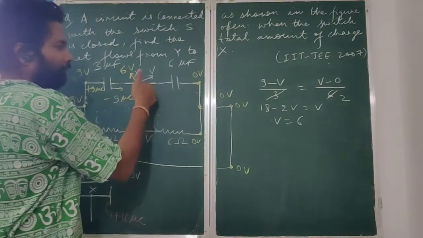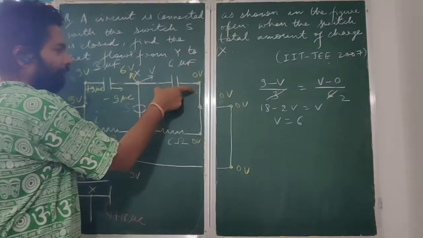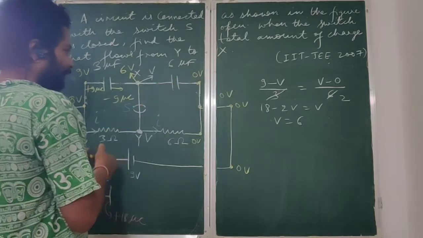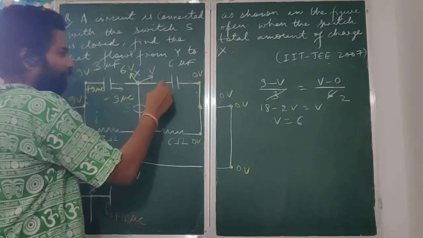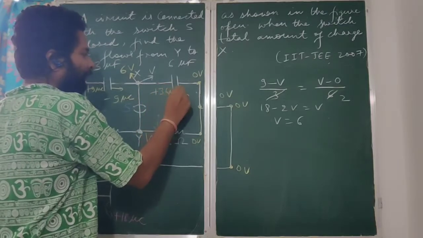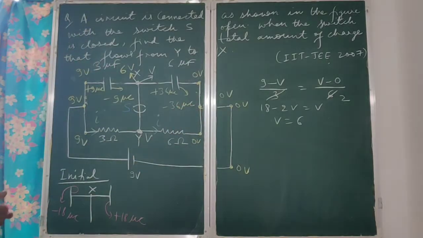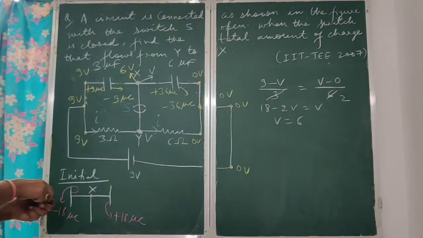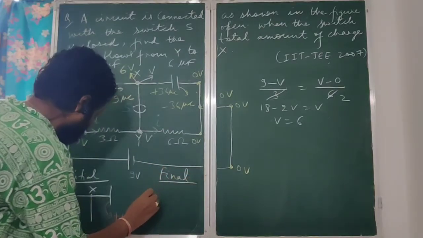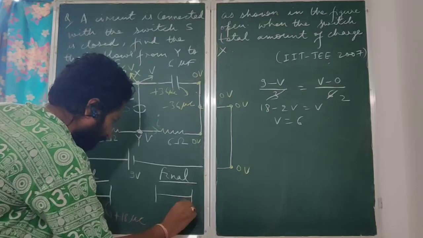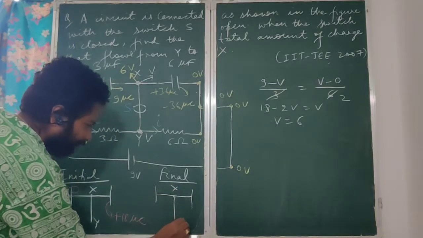Now the other capacitor, potential difference is 6 minus 0, 6. So what is the charge that will develop here? Q is equal to C into V. So 6 into 6 will be plus 36 microcoulomb, and on this plate it will be minus 36 microcoulomb. So for the final situation, we can again write it here. What is happening finally? Remember, this was the configuration, this was X, this was Y.